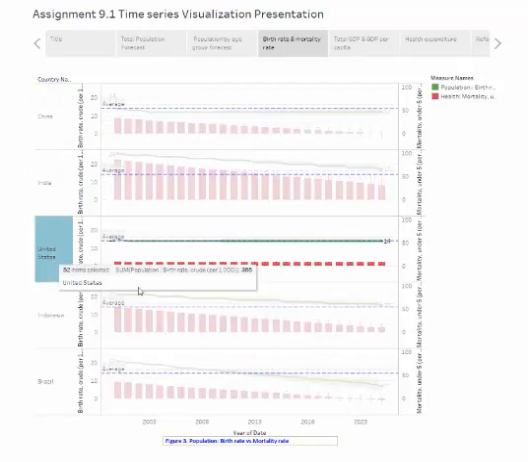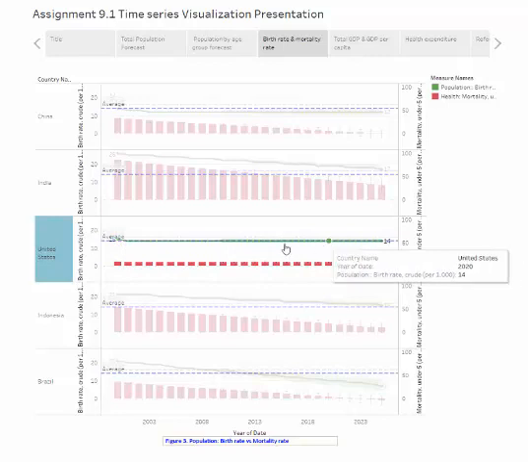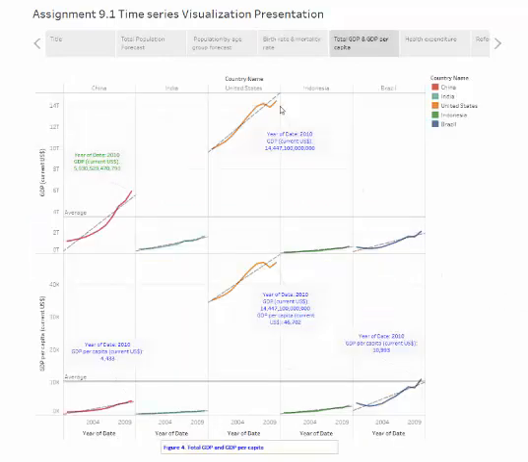When you come to the United States, you see the birth rate is almost constant, where it lies on the average, and that of the mortality rate is almost the same. Figure 4, total GDP and GDP per capita. GDP is one of the primary indicators of a country's economic performance.